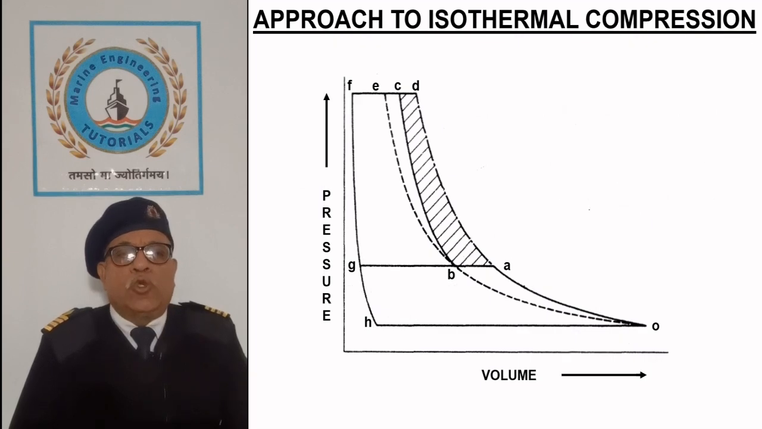Approach to isothermal compression. This sketch shows the approach from polytropic compression to isothermal compression by having multistage compression. To achieve this, cylinder and cover of air compressor should be cooled to remove as much heat as possible, preferably by water. Air after each stage is also cooled, which helps to reduce the work of compression as shown in the sketch.